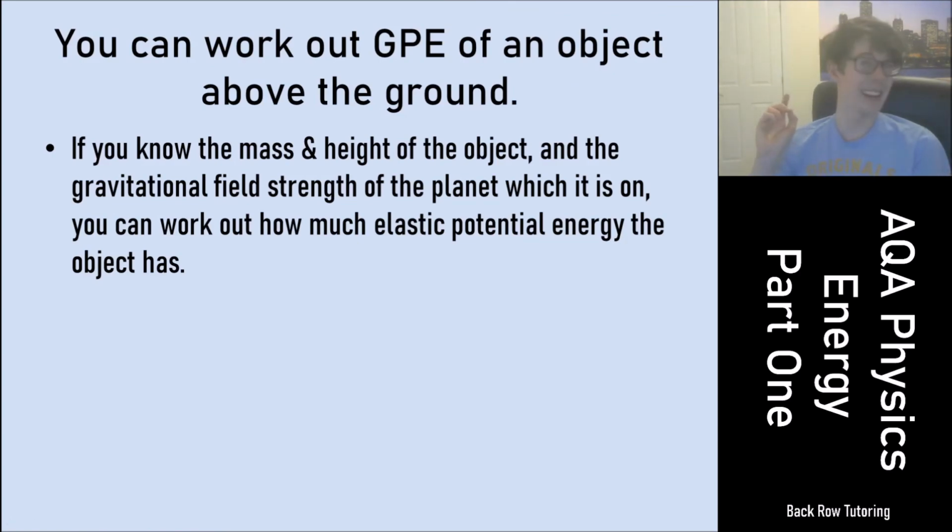And I believe, finally, I believe this is the last equation that we need to learn for the first part. You can work out the gravitational potential energy of an object above the ground. If you know the mass and height of the object and the gravitational field strength of the planet which it is on, a lot of the time it'll be Earth, but you never know, you could be asked to work out the gravitational potential energy of something on another planet.